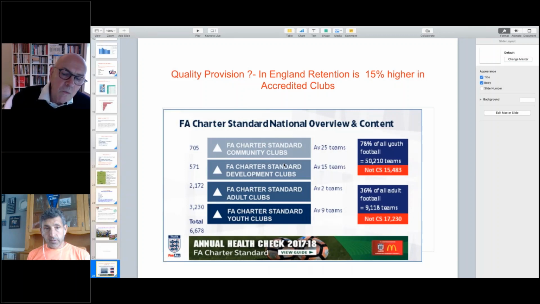Quality provision, is it just all kickabout? Well, the evidence in England shows that this is FA Charter Standard clubs, which we started about 18 years ago now, so that 78% of all youth football is now in Charter Standard clubs, which means that those clubs have to reach certain higher standards. They all need to have child protection clearance, they all need to have had some education, there is some stability in the club, etc. So the evidence that the FA would show is that retention is 15% higher in those 80% of clubs than it is in the 20% that aren't part of the accredited provision.